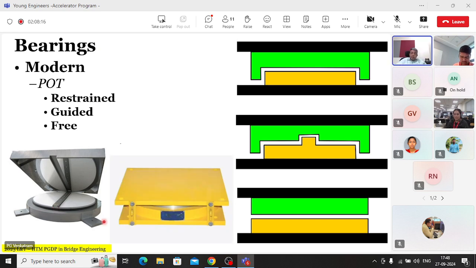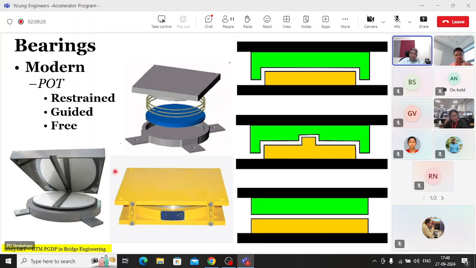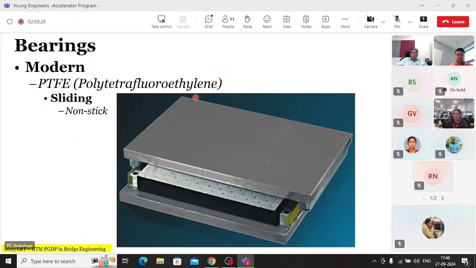This is how the assembled pot bearing will look. You can't see anything basically inside, and the contents are like this. There's a pot, there's an elastomeric disc, there are sealing rings, and there's the piston which sits on it. Then you have the PTFE sliding bearing. This is the guided bearing. You can see this restrains against the side plate, and this is the elastomeric bearing with pot and PTFE. This allows for the sliding, and it is also non-stick, reduces the friction. These are the PTFE sheets here.